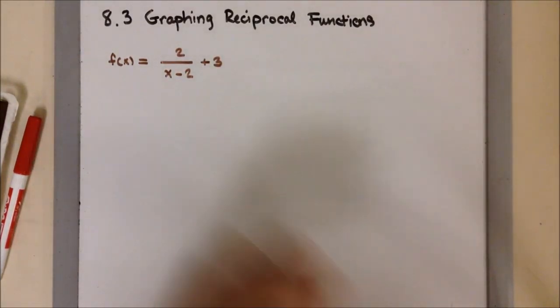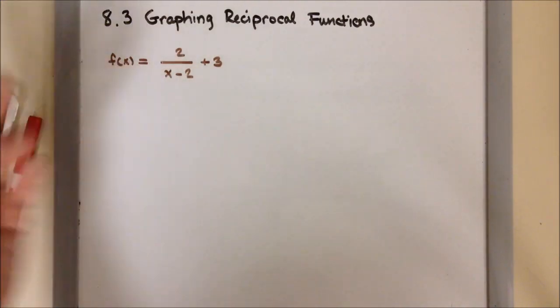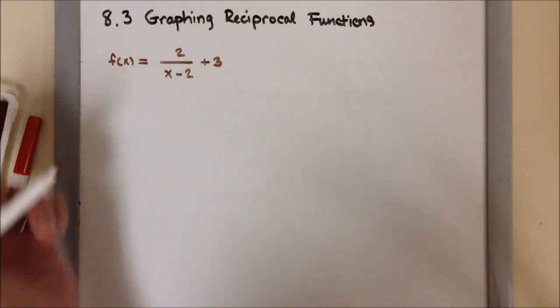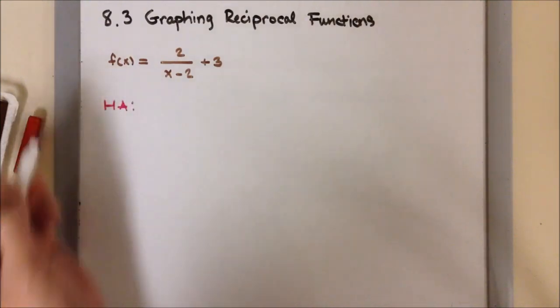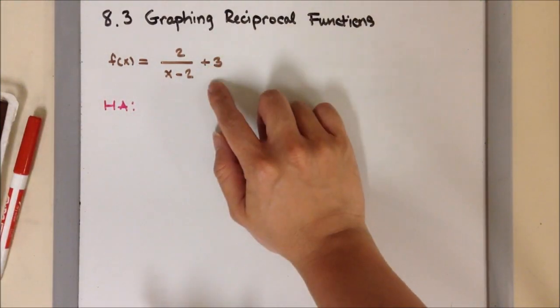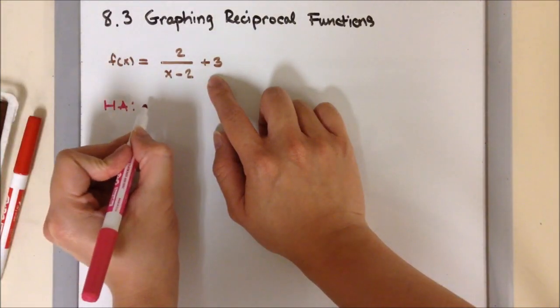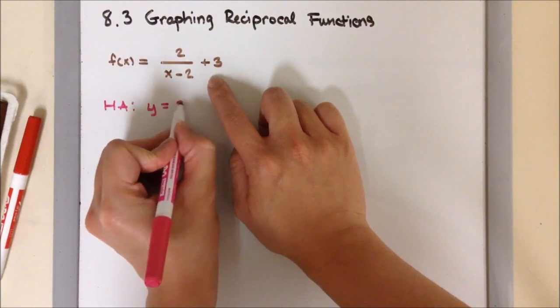So in this example, we have f of x equals 2 over x minus 2, and then plus 3. So it's going to be very similar to what we did in the last example. So let's start identifying our horizontal asymptote. And I mentioned that the horizontal asymptote is going to be related to the number that's after the fraction, the plus 3. So since we have plus 3 after the fraction, our horizontal asymptote will be y equals 3.